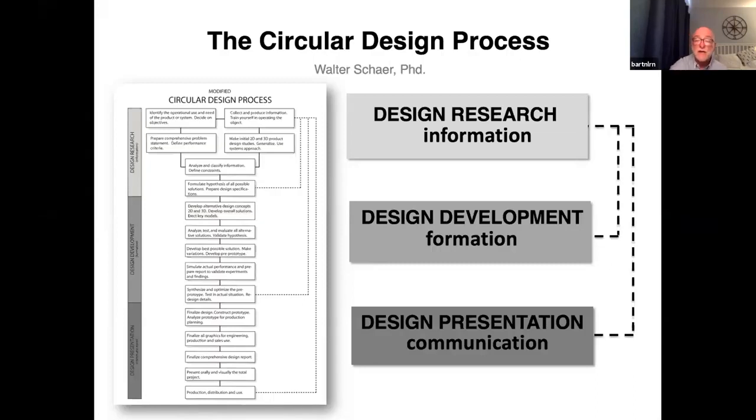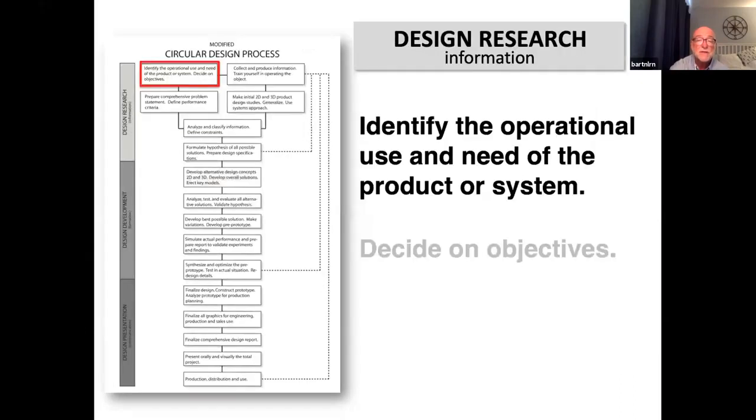Now, if you notice the dotted lines on these, these are feedback lines. So there's constant feedback. And that's where the circular part comes from. I might get into the design development process and realize I've got to go back and do more research. I may get into the communication phase and realize that I've got to go back to formation or even back to design research. So there's a circular process that happens here. So let's get into the nuts and bolts of this. Let's get into some of the details.